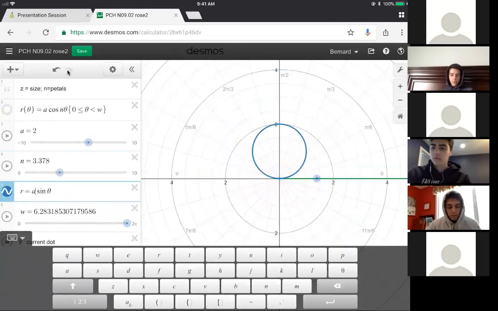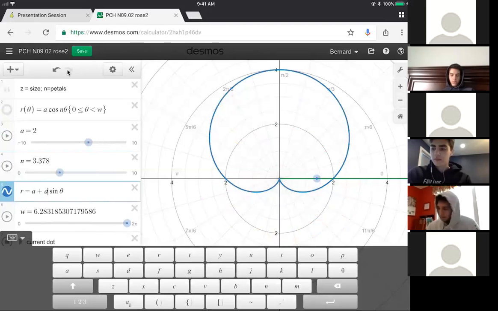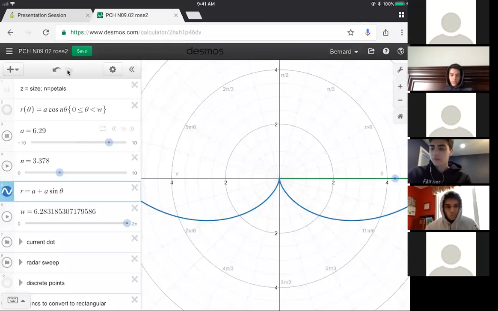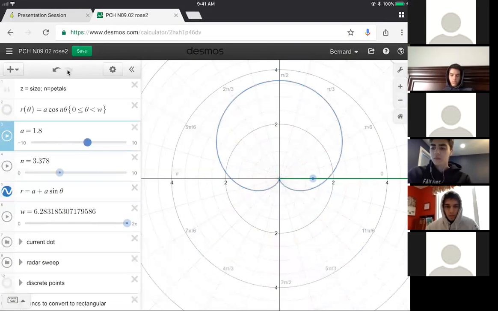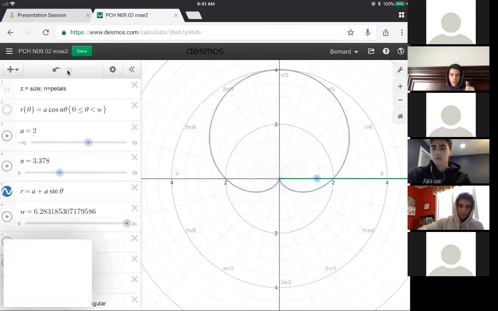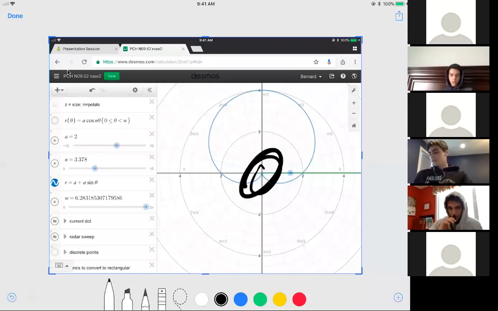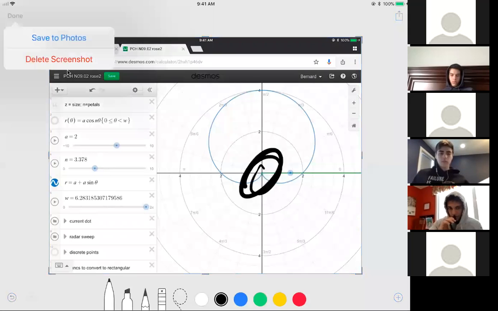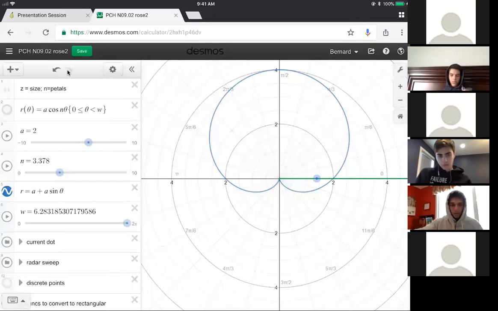Again, you can rotate it by 90 degrees by making it a cosine. In this case, if we change a, all we do is change the scale. And the key thing that makes it a cardioid is that little divot at the bottom, that little pinch in there. Theoretically, people say it looks like a heart. It doesn't really look like a heart to me, but I guess that's why we call it that.